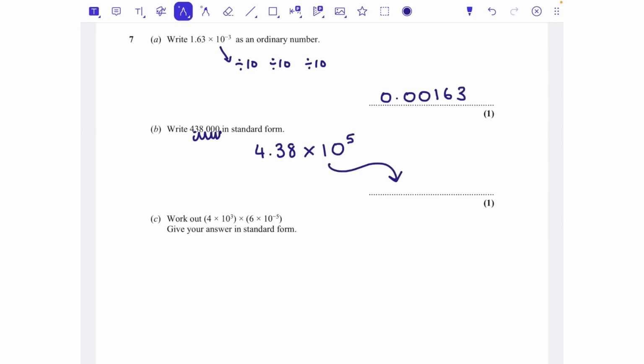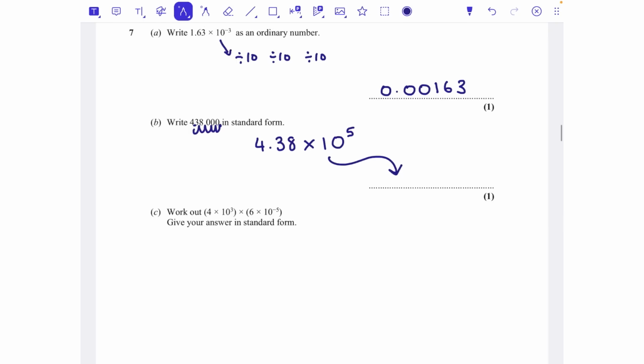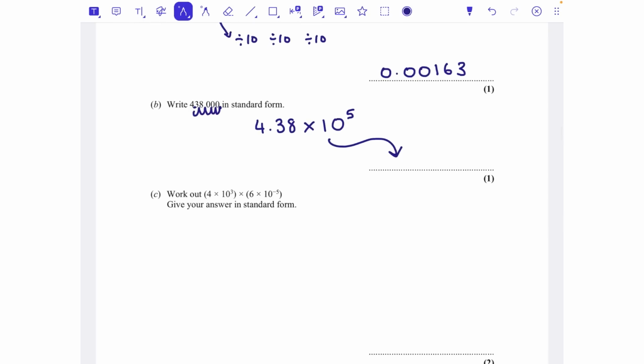Also good to remember that a million is times 10 to the power of 6. So if it's in the 100,000s, that's going to be times 10 to the power of 5. And then for part C, work out 4 times 10 to the power of 3 times 6 times 10 to the power of minus 5.